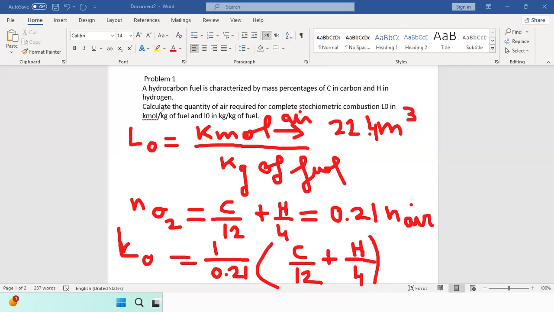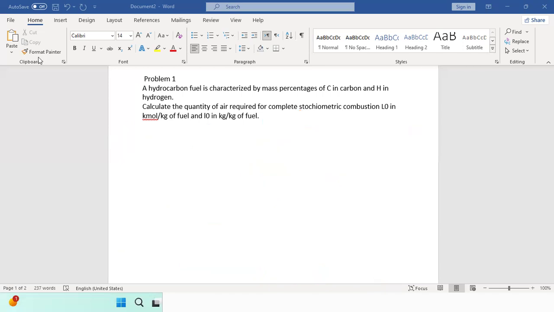Now, they also asked to determine the mass of air in kilograms that is required. So here we have to approach. Once we know the number of kilomole, we just need to know the molar mass of air, because we know that the molar mass will relate the number of kilomole to the mass.